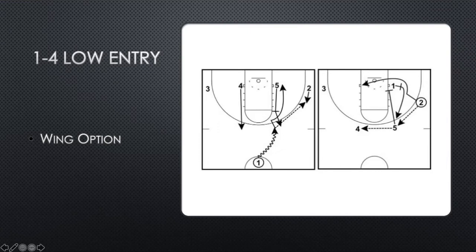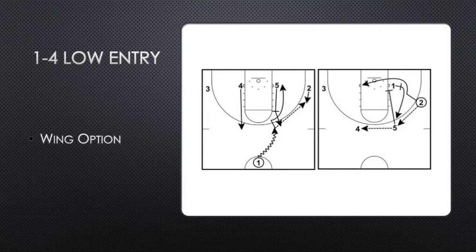And then the post player or someone comes up and sets this back screen, and normally this person cuts on the inside to set it up, and then they cut to the outside to the strong side of the screen, looking to get an easy score there, right?